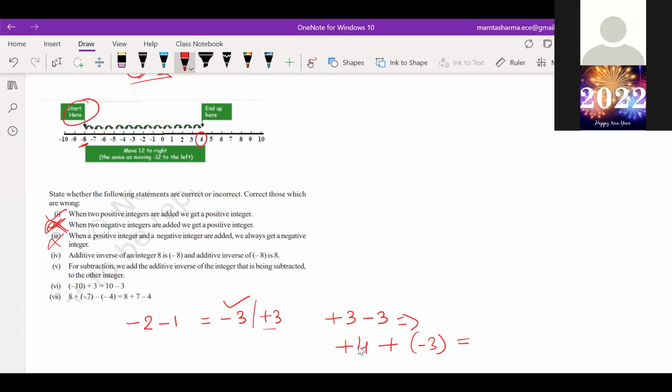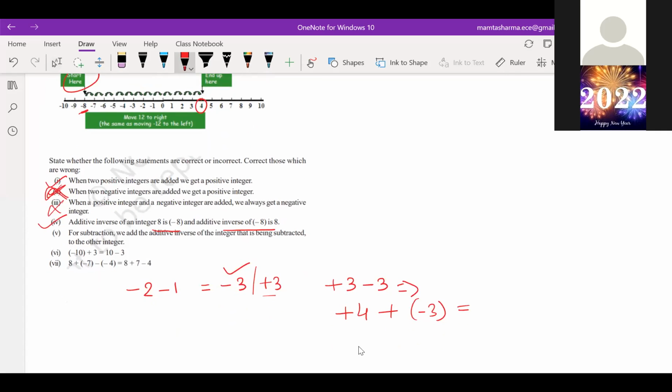The additive inverse of an integer 8 is -8. Correct. And the additive inverse of -8 is 8. That's true. Correct.